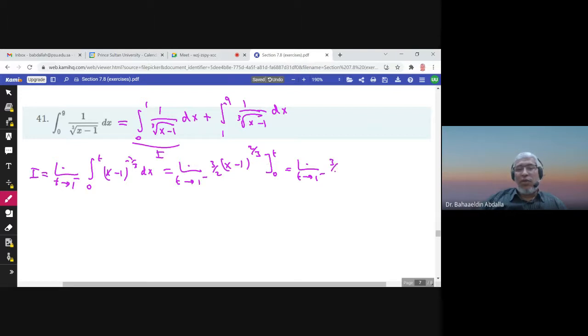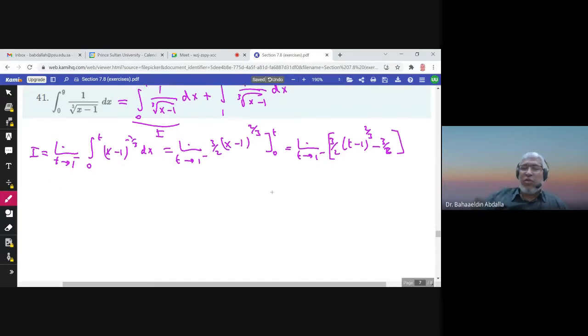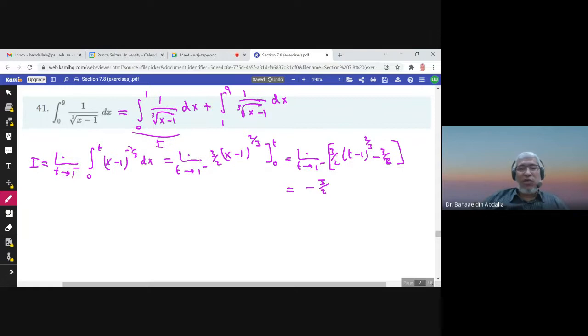So it would be t minus 1 to the power 2 over 3, and 0 minus 1 is -1 to the power 2 over 3, it is 1. So that's just what we got. And when I replace t with 1, 1 minus 1 is 0. So the answer, 0 times anything is 0, minus 3 over 2. So the first integral is convergent and it's equal to -3 over 2.